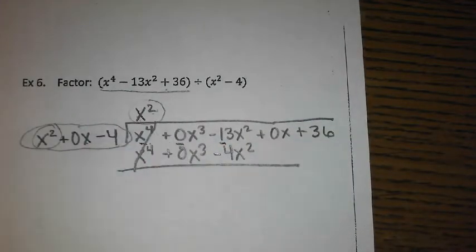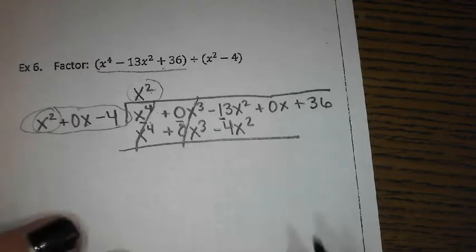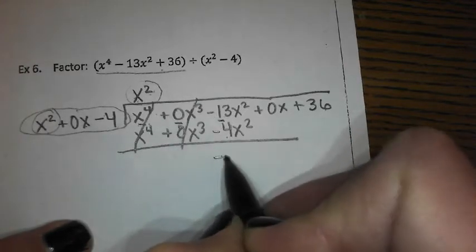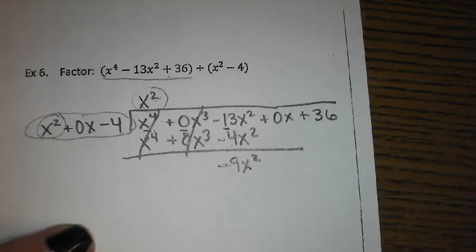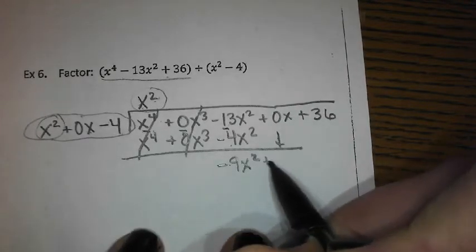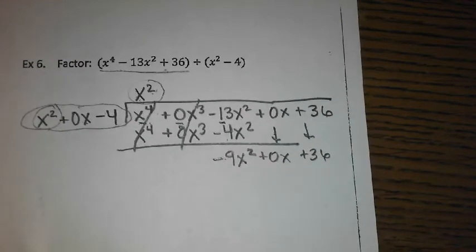Put all your subtraction signs in there. The x to the 4th cancel. 0x cubed minus 0x cubed cancels. Now here, be careful of sign. What is negative 13 minus negative 4? It's the same as negative 13 plus 4, right? Which is negative 9x squared. Don't let basic addition and subtraction be what screws you up. Bring down your 0x. And I'm also going to bring down my 36 because this is a trinomial.